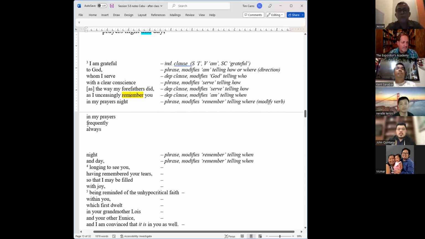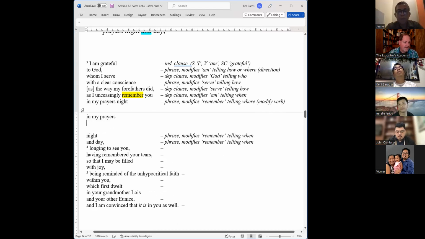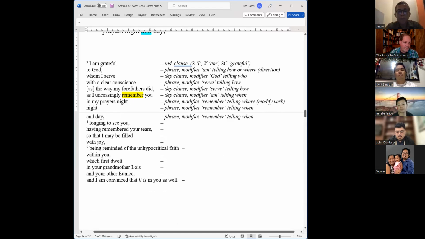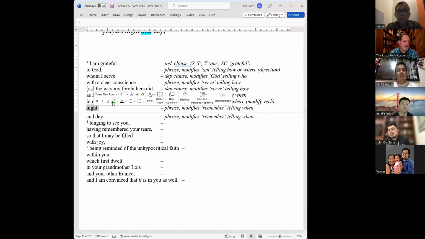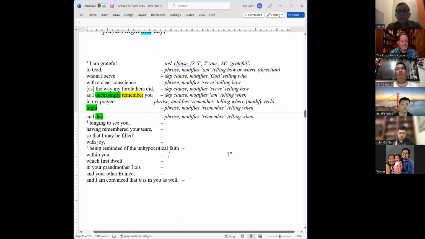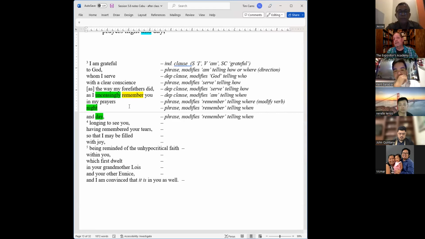And he even emphasizes this, doesn't he? He says, in my prayers, night and day. And notice what's the word that he gives before remember? Unceasingly. So he's emphasizing this idea, isn't he? Unceasingly, night and day. All of that really is modifying remember. And again, this is giving emphasis then. I unceasingly, that is, I always remember you in my prayers, night and day.